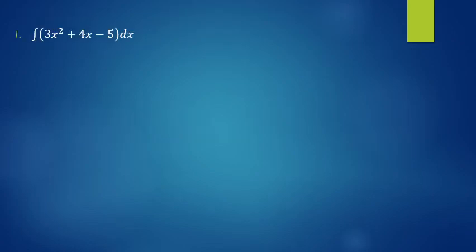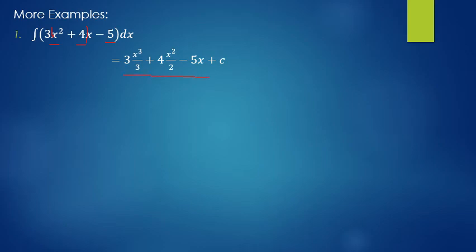Okay, so let's have more examples. Let's say we are going to get the integral of 3x squared plus 4x minus 5. As I mentioned earlier, there's really no need for us to separate all three terms and also to bring out the constant coefficients. So we can just simply write them as one.